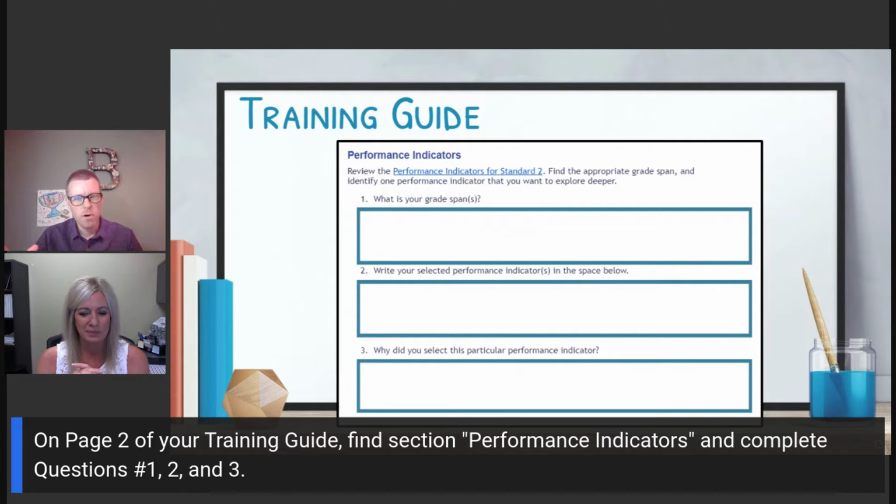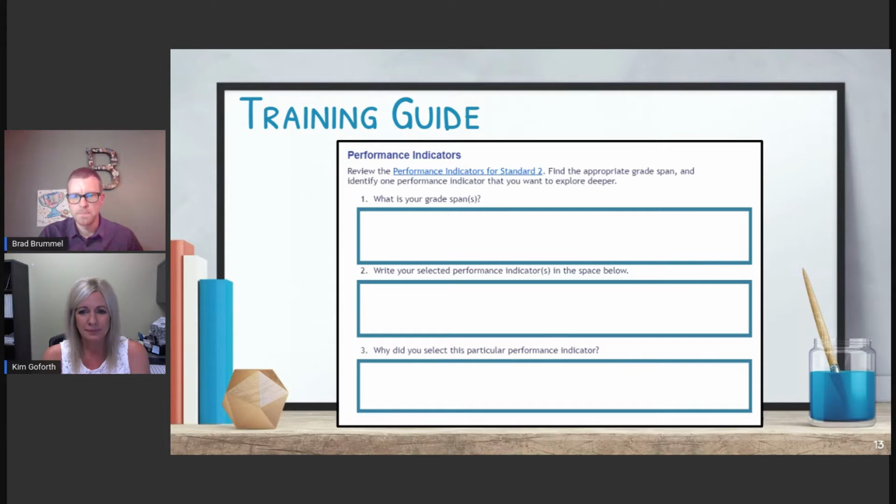So before we move on, again, performance indicators for Standard 2 are linked in your training guide. If it helps you to review all of them, great. If not, just focus on your grade span and make yourself more familiar. And then, like Kim mentioned, select one that you'd like to dive a little deeper on.